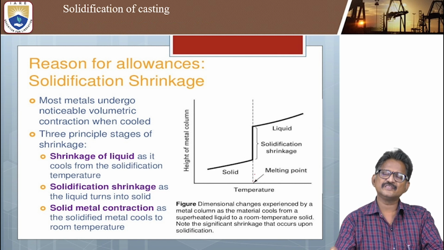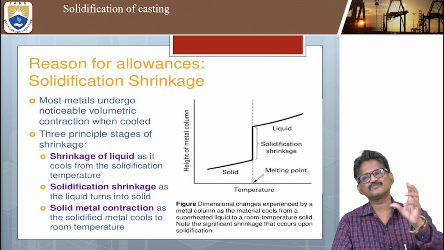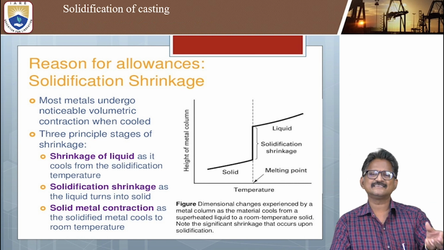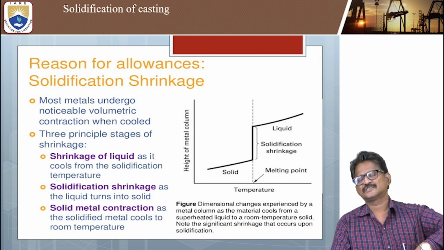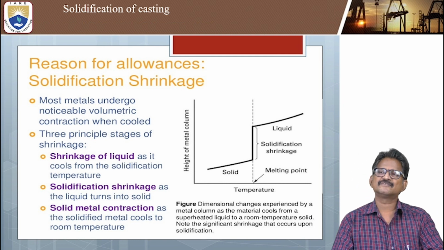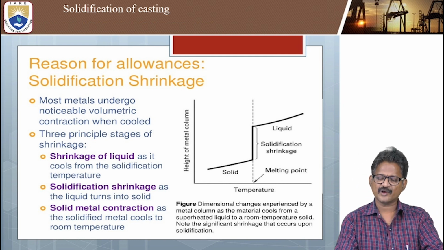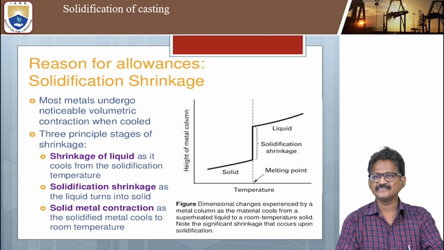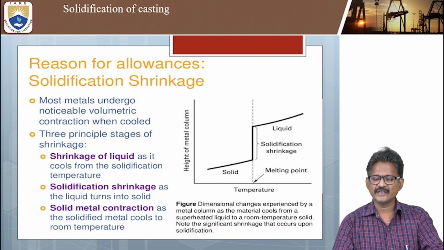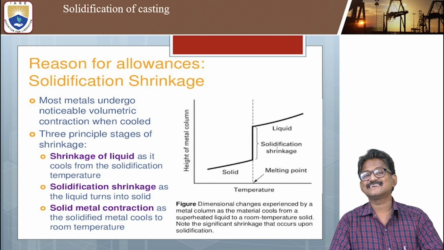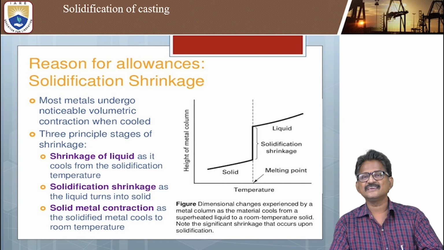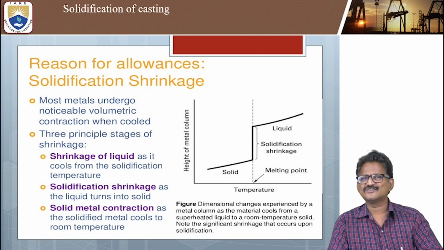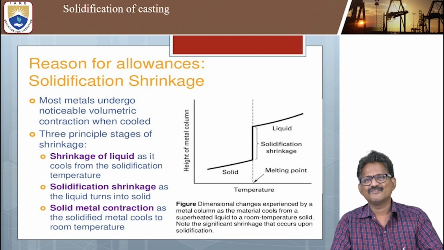Initially, in the molten metal preparation, they can use reused castings and some pig iron and some amount of materials like phosphorus, copper, etc. Some components should be added, and once the melting point has been achieved, it will become a liquid. The region in between liquid and solid we can call the solidification shrinkage. Most metals undergo noticeable volumetric contraction when cooled.